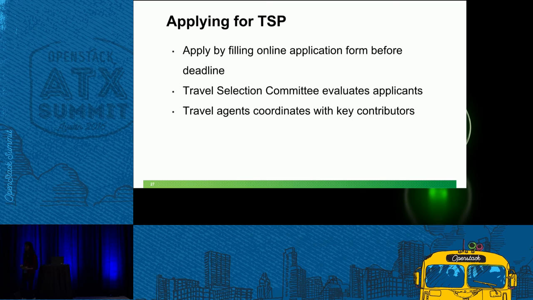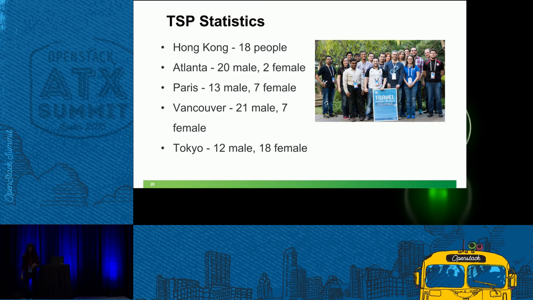This is really smooth, and a lot of people have benefited. I'll show you some statistics of the travel support. Since Hong Kong we had 18 people, in Atlanta we had 20, 18 male and 2 female, and in Paris we had again 20 people, 13 male and 7 female, funded by the foundation to attend the summit from all over the world. And it's only increasing, the number of females is increasing, which is a really good thing that we see, because there's more participation.